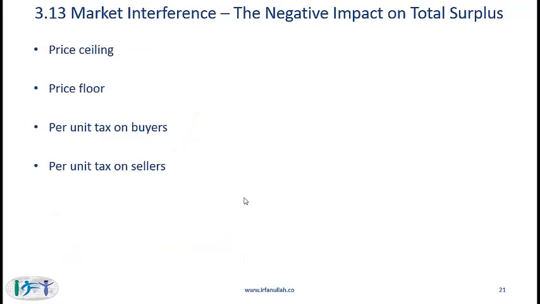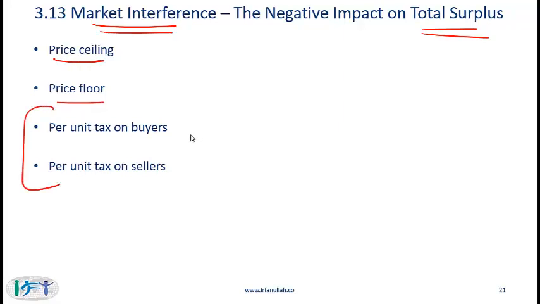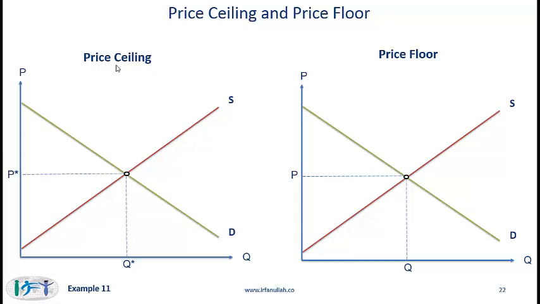Coming now to market interference, there is a negative impact on total surplus if there is interference in the market. And we are going to talk here about price ceilings, price floors, and taxes. Let's start with a price ceiling. A classic price ceiling is rent controls. With a ceiling, there is a ceiling set on price, and a classic example of a ceiling is a rent control in a given region.